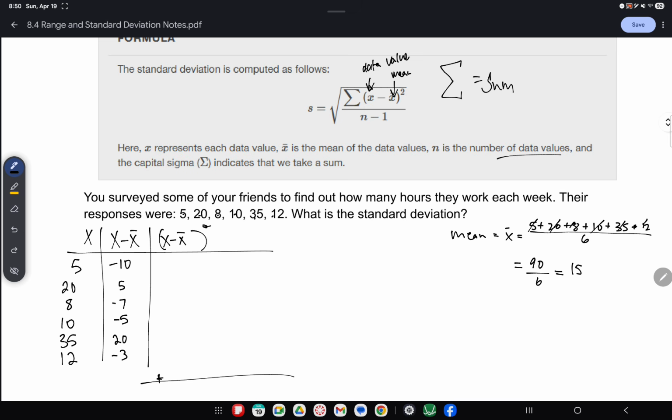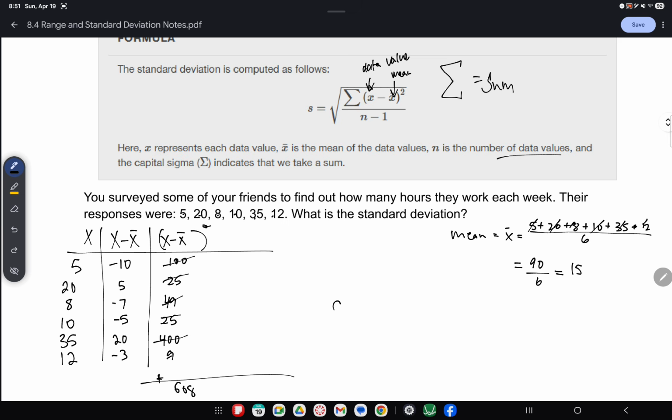Now I'm going to square all these values. All these negatives are going to go away because squaring a negative makes it positive. So that's going to be 100, 25, 49, 25, 400, and 9. Let's add these all up. 100 and 400 make 500. Plus 25 is 525, plus 25 is 550, plus 49 is 599, plus 9 is 608. So that's the sum.